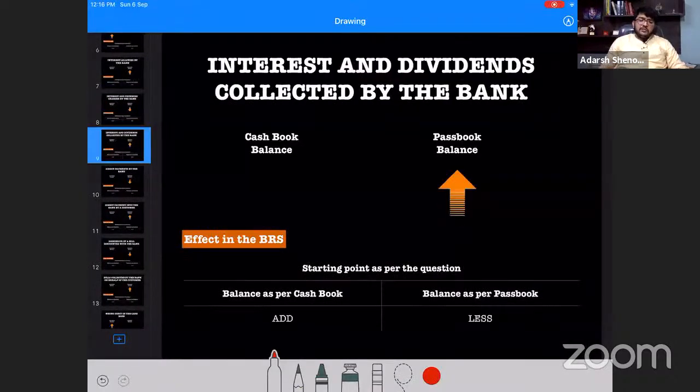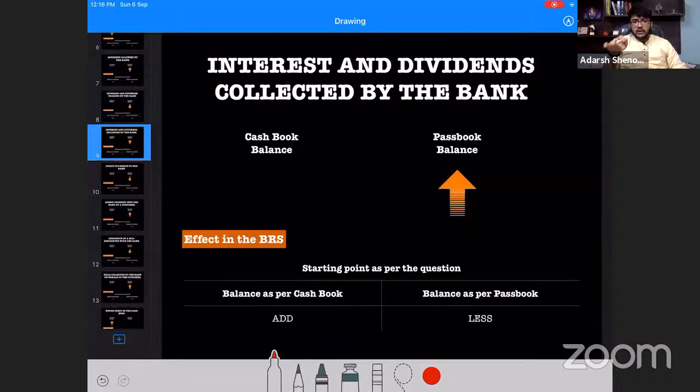Interest and dividends collected by the bank. The bank is collecting money on your behalf. Is this to be recorded? Yes. Sir, intimation received later. Is it still to be recorded? Yes, it should be recorded, because it is income of that particular period, so you have to record this.